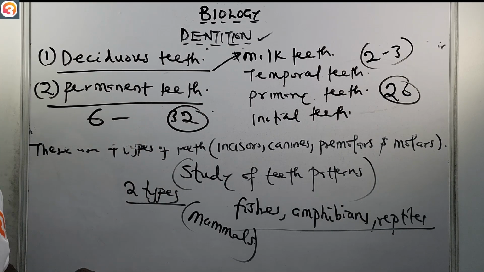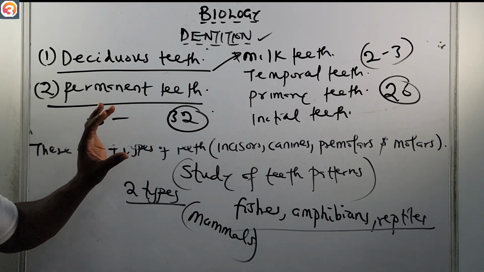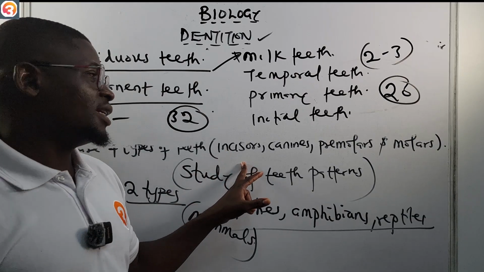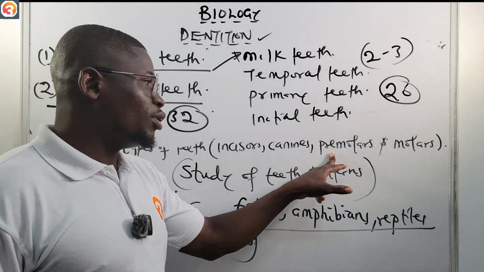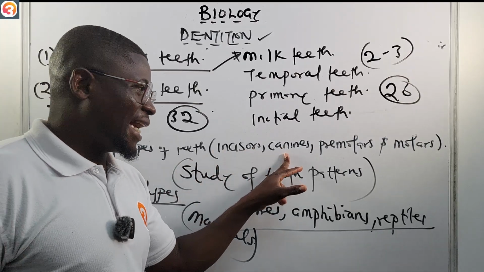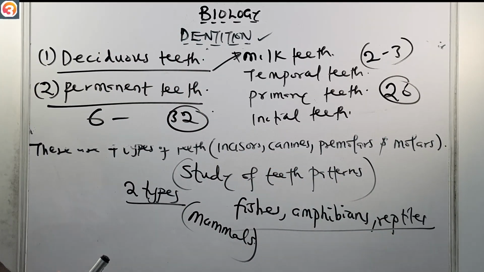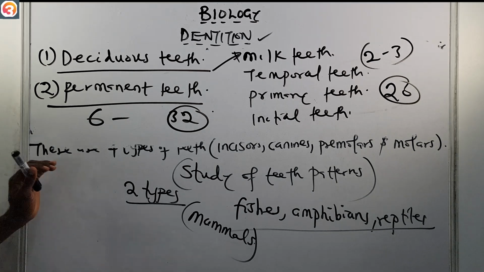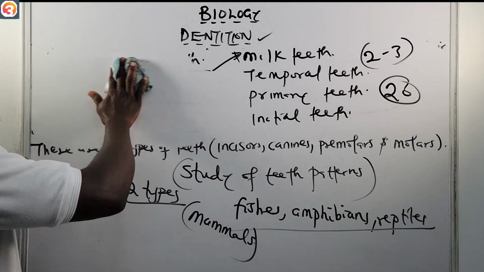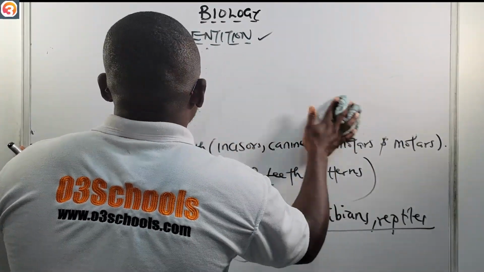Now, having known this, it's also important to know that there are 4 types of teeth. These 4 types of teeth are the incisors, the canines, the premolars, and the molars. Those are the 4 types of teeth that we find in mammals. So now let us see the use of each of these teeth.